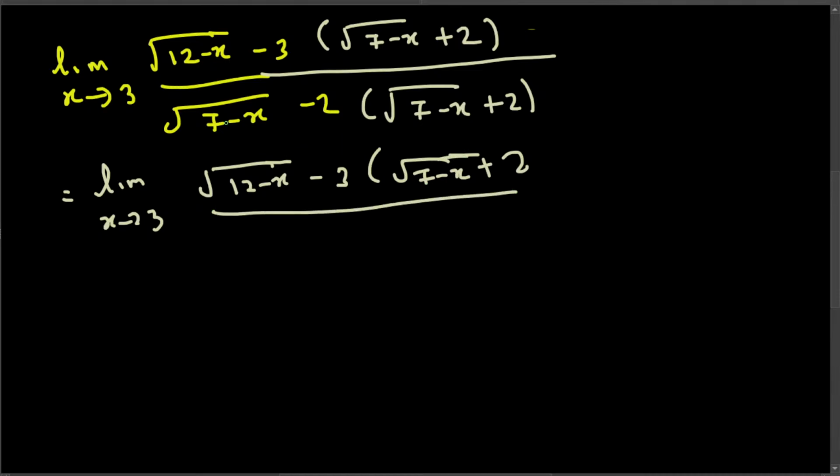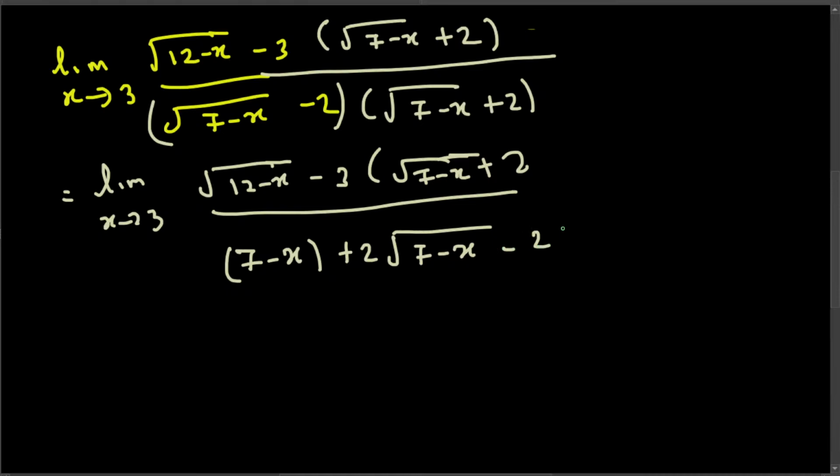So if you multiply square root of 7 minus x times square root of 7 minus x, the square roots will cancel, so you're gonna get just 7 minus x. And if you multiply the square root of 7 minus x with 2, you're gonna get plus 2 square root of 7 minus x. And if you multiply by negative 2, you're going to get negative 2 square root of 7 minus x. And then we have minus 2 times minus 2, that is minus 4. Now we have all the things.